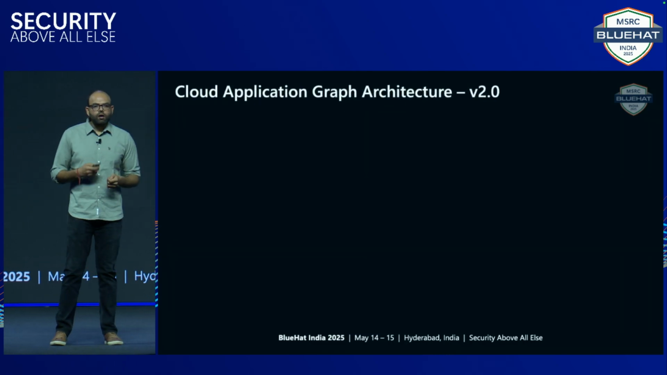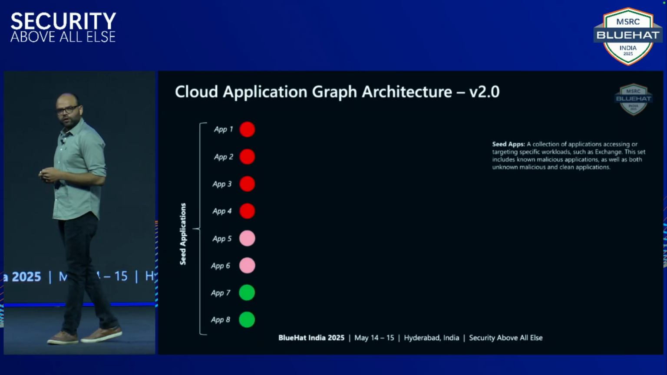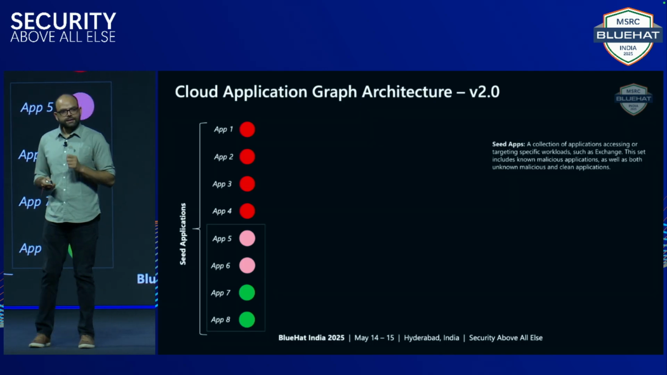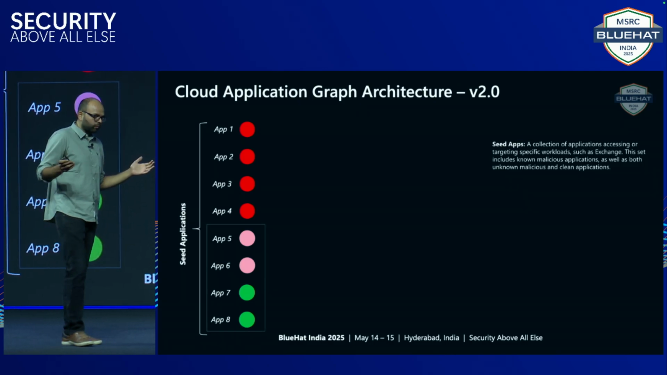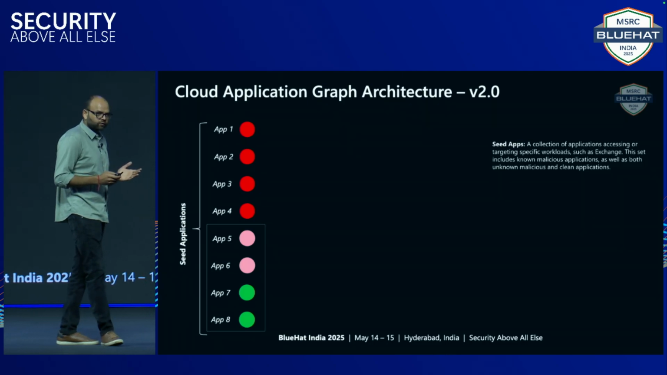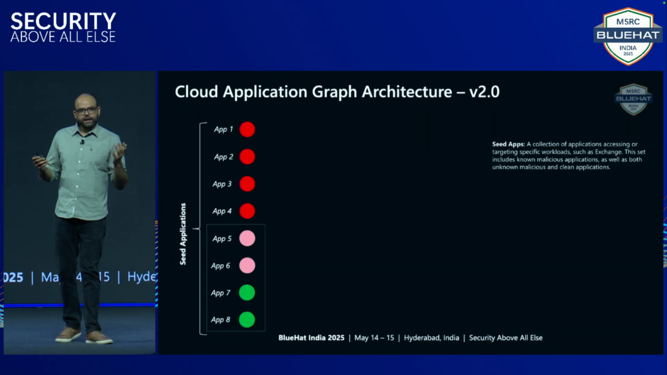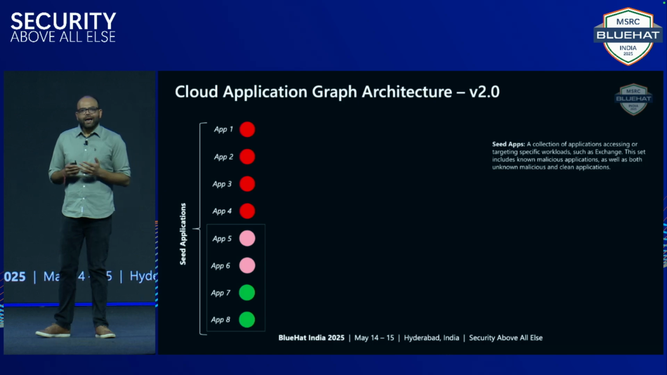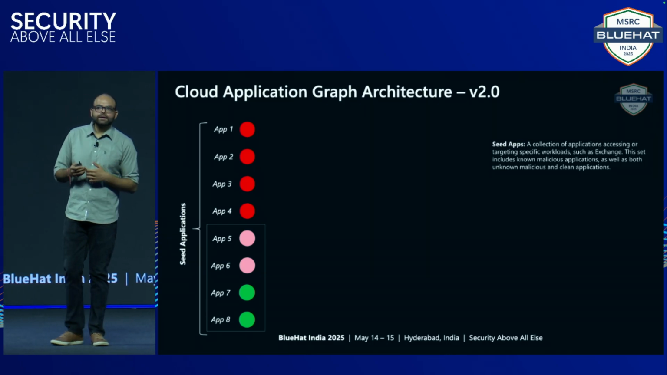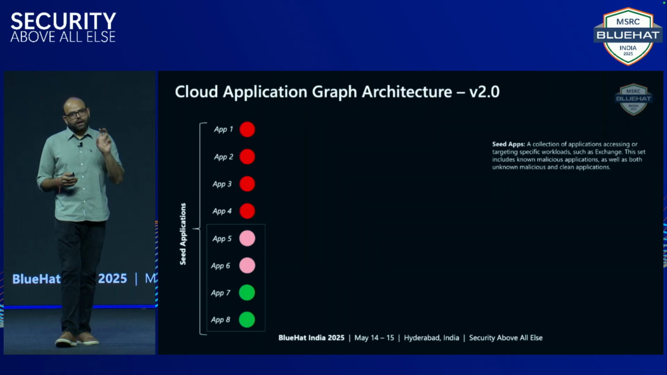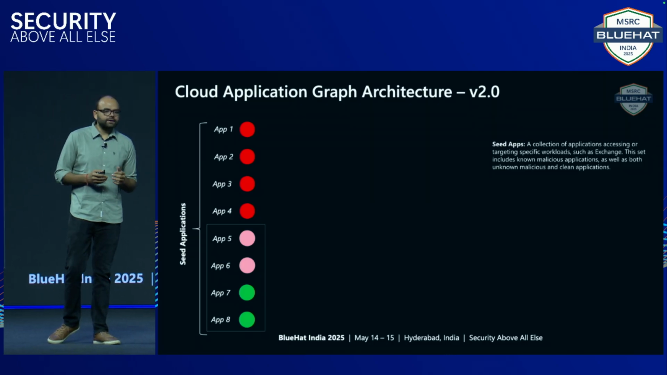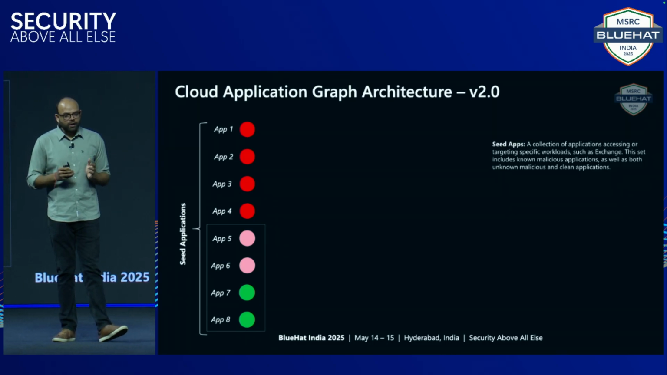Let's see how that evolved architecture would look. The process is quite similar. You start with the seed applications, but now this seed set contains a broad set of apps. You can see the pink color, those are the unknown malicious ones, and the green ones could be the clean or benign applications. And again, we don't include all the apps here. We keep these seed applications in such a way that these apps are either targeting or accessing a specific workload. For example, it could be Exchange. So in that way, we still keep this graph limited.